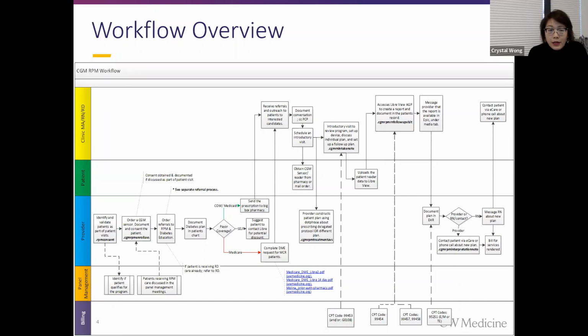I think what I really want to highlight in this slide is how everyone has a part, whether it's clinic staff, whether it's the patient, whether it's the provider, whether it's using your panel navigation team. And it all intersects to help provide high quality care for your patient.